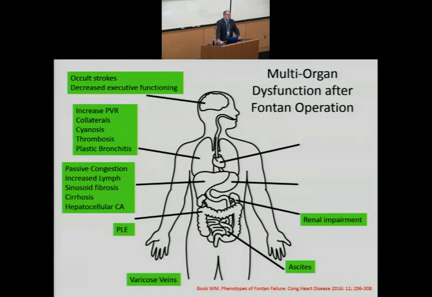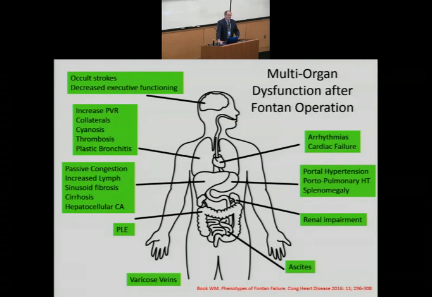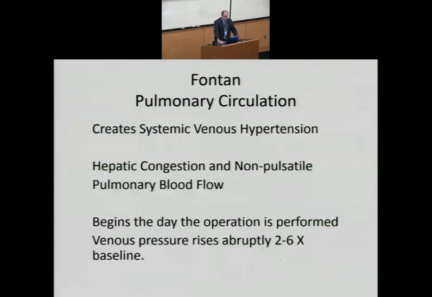They have renal impairment, and the minute they start to get renal impairment, they start to get hepatorenal dysfunction and pulmonary renal dysfunction. So the minute the kidneys start to go off, it seems to augment and accelerate the dysfunction of the other organs. Portal hypertension, portopulmonary hypertension, and splenomegaly. They get arrhythmias and cardiac failure. So there's a lot that goes on over time because of the Fontan circulation.